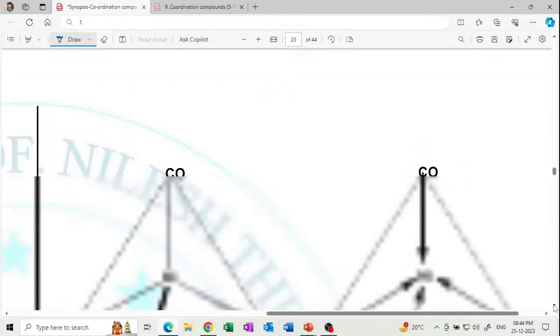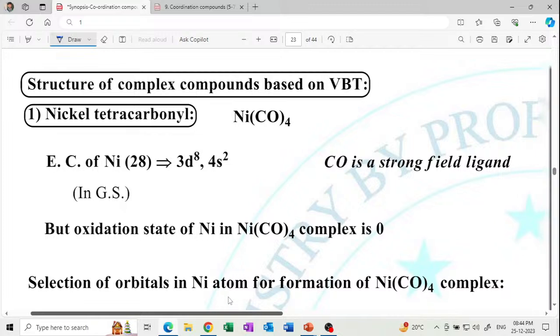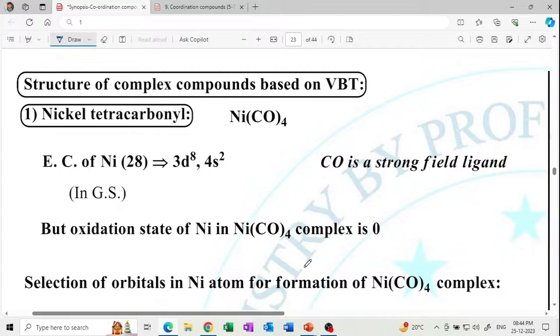So CFT is used widely. CFT, crystal field theory. So what is the structure of a complex compound based on VBT, valence bond theory? In valence bond theory, the first complex is Ni(CO)4. CO is a strong field ligand.